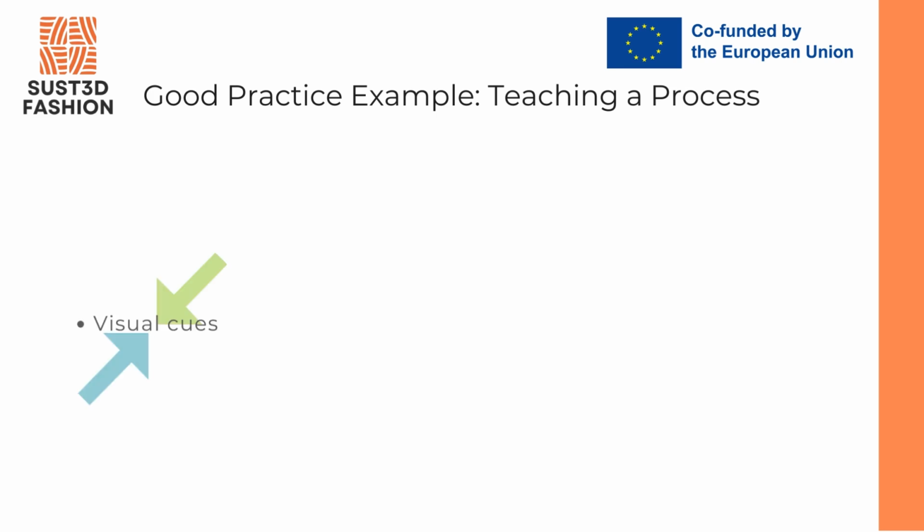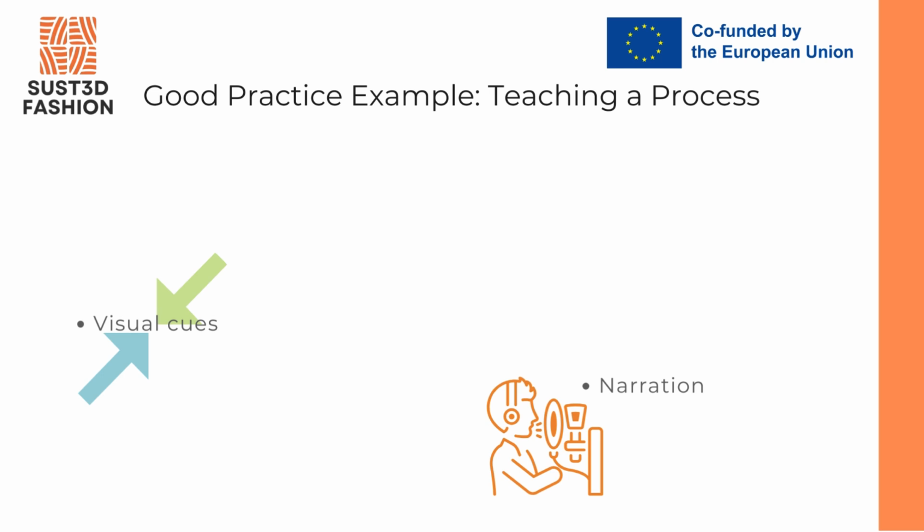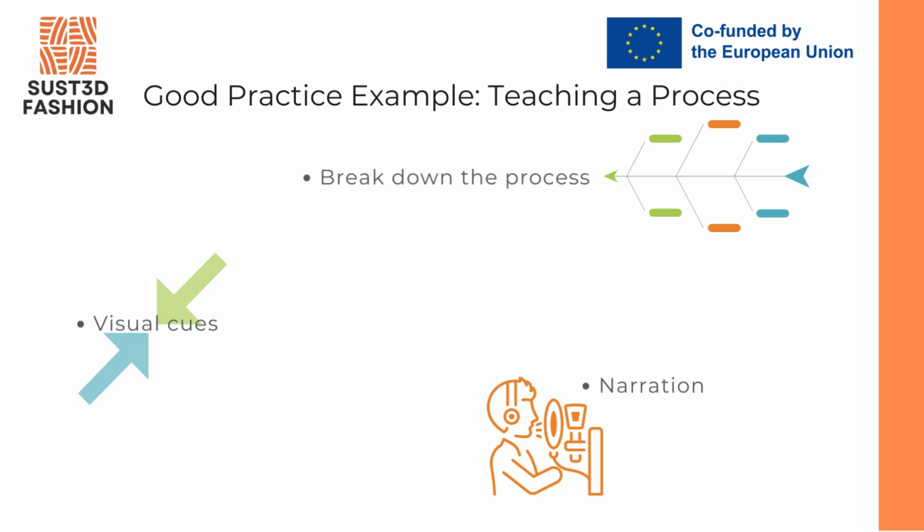Start with visual cues, arrows, highlights, numbers, something that draws attention to what's happening in each step. Then pair that with narration instead of written text. Just talk the learner through it. It feels more natural and keeps them focused on the action. And of course, break it down. Don't show all the steps at once. Guide the learner through one part at a time. It reduces overwhelm and builds understanding piece by piece.